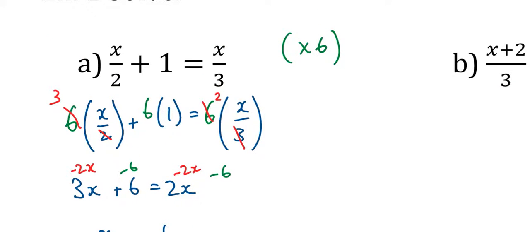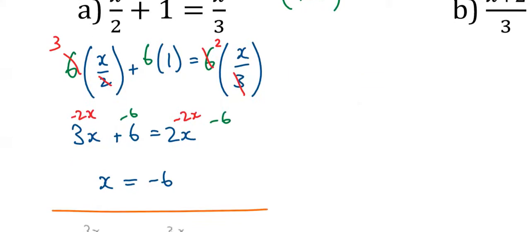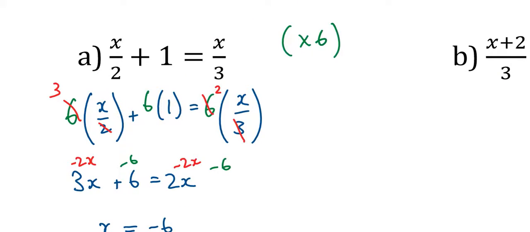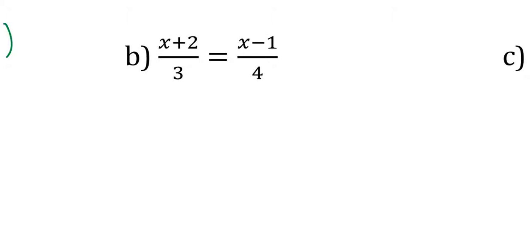6 divided by 2. What was our answer? Negative 6. Negative 6 divided by 2 is negative 3. Plus 1 is negative 2. Negative 6 divided by 3 is negative 2. So it worked. I hope it worked.